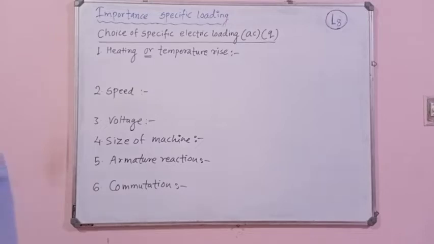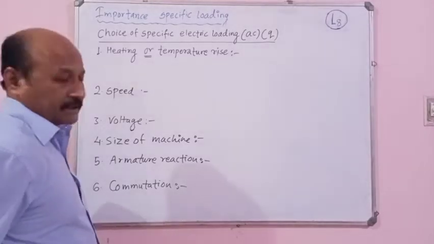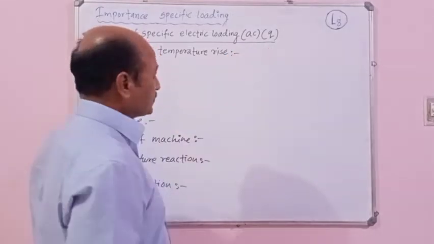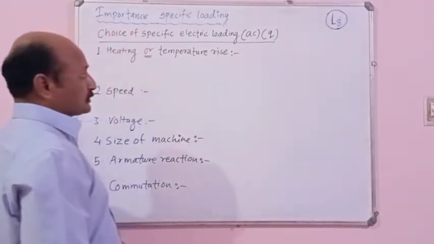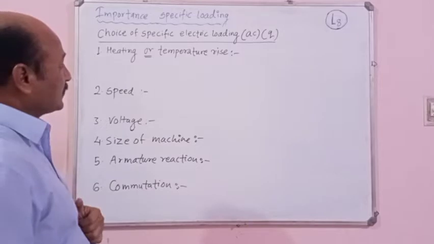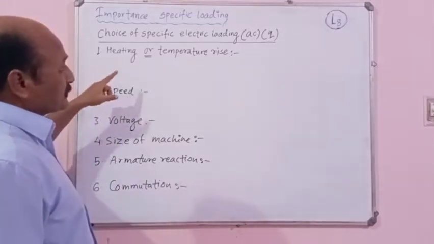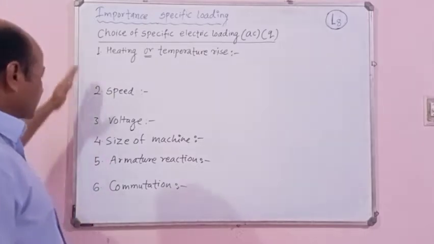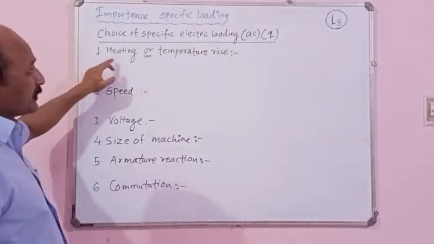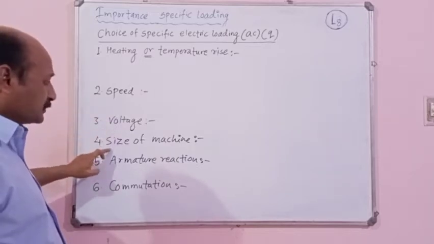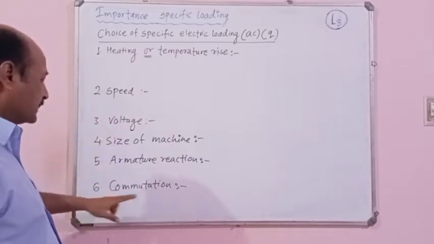So next one is the choice of specific electric loading. It is denoted by AC or sometimes by small q. The specific electric loading is selected depending on heating or temperature rise, speed, voltage, size of machine, armature reaction and commutation.